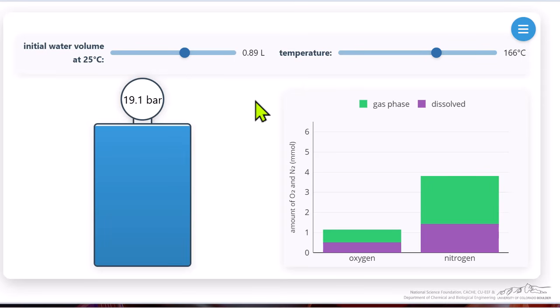So we're looking at the ideal gas law, saturation pressure, solubility, and water volume expanding, all affecting the behavior here.